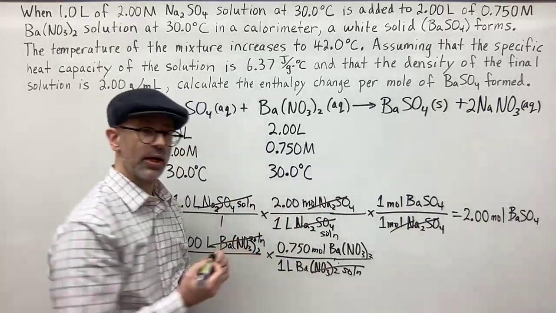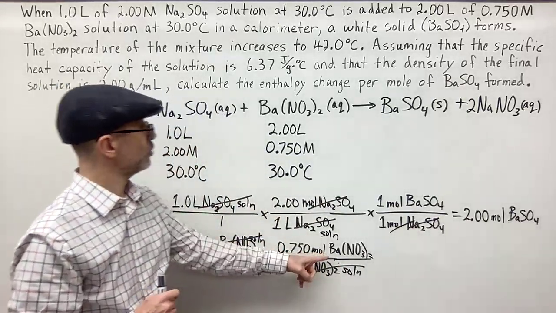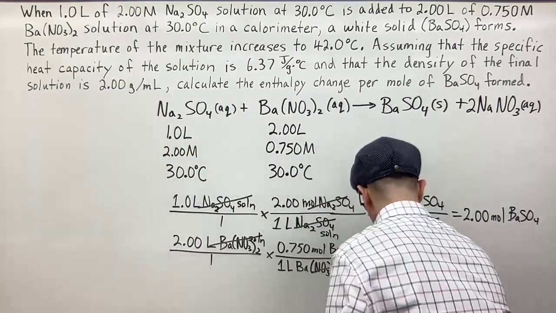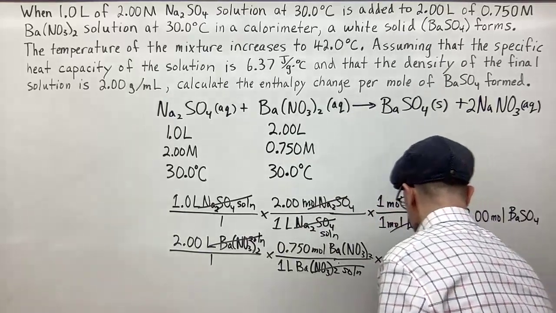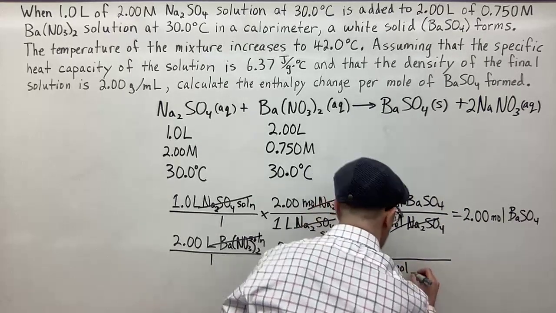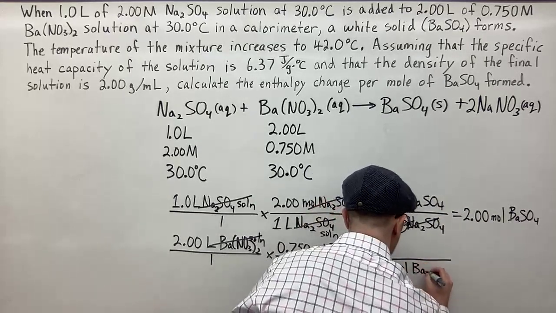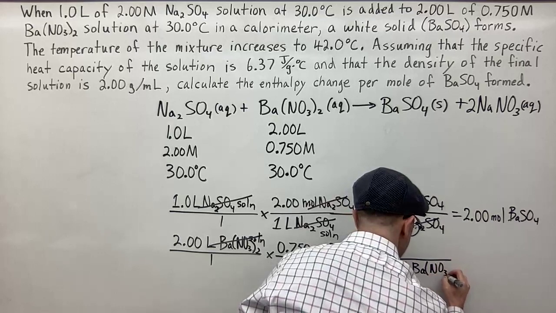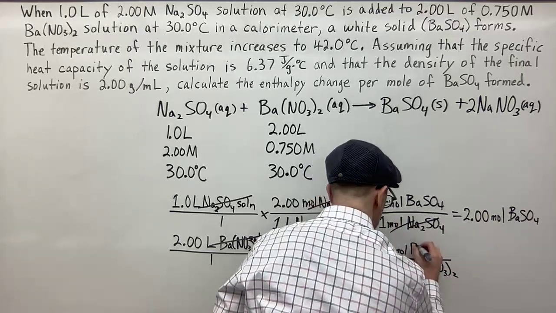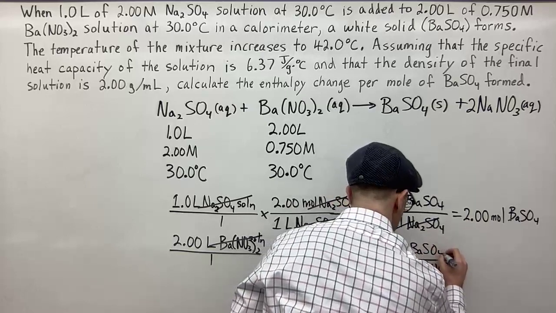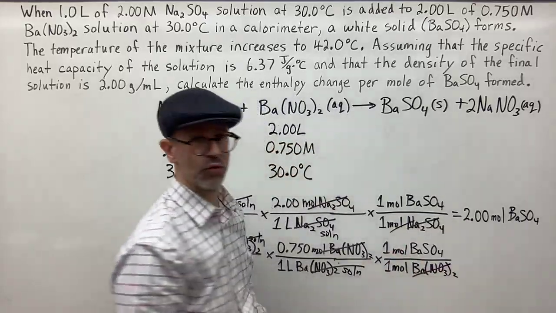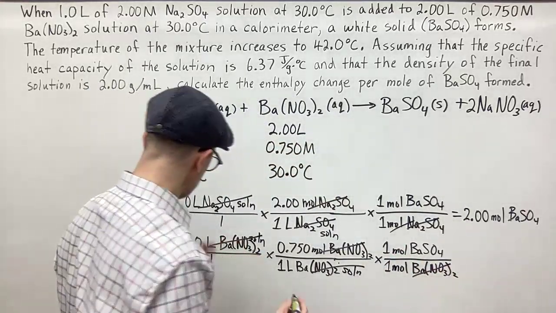Now I have moles. Now I can use the mole ratio again. Between barium nitrate and barium sulfate, it's 1 to 1 again. So I'm going to use the mole ratio: 1 mole of the barium nitrate on the bottom, 1 mole of the barium sulfate on top. So moles of barium nitrate cancels out. Now I have moles of barium sulfate again. So I do the calculation.